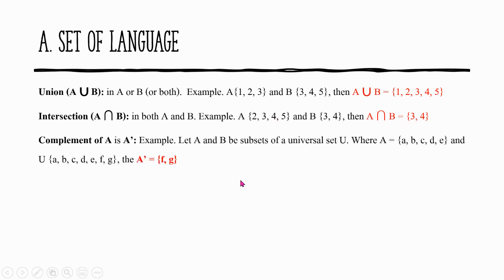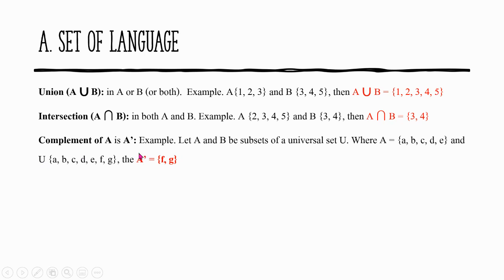Next is the complement. Complement is simply as you have your A here, and this one is a null symbol. Example, let A and B be subsets of universal set U, wherein your A contains the elements A, B, C, D, and E, and your universal set contains A, B, C, D, E, F, G. Although your set A only contains A, B, C, D, and E, we don't know how many sets are inside your universal set. It could be two or more. It could be B or C or D, something like that. There could be a superset inside your universal set.